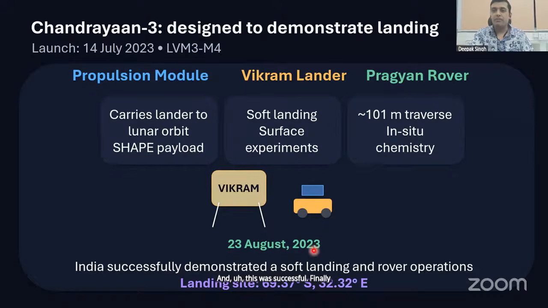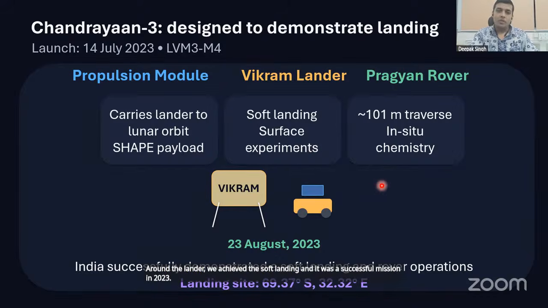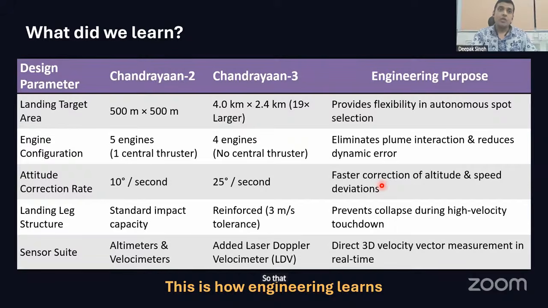Finally, we landed near the southern pole, at this coordinate here, 69.37 south and 32 degrees east. And Vikram and Pragyan are still operational. It has operated about 100 meters around the lander. We achieved the soft landing, and it was a successful mission in 2023. So that was success. So what did we learn?